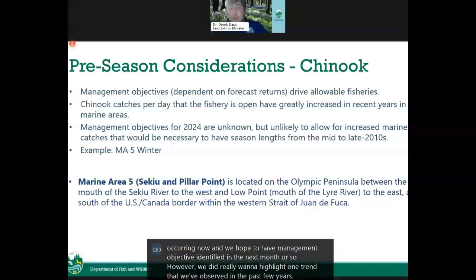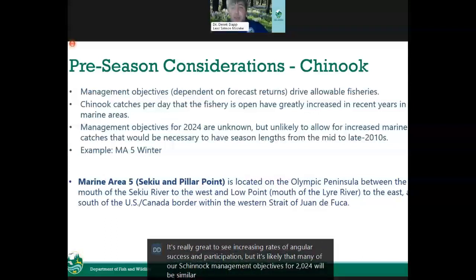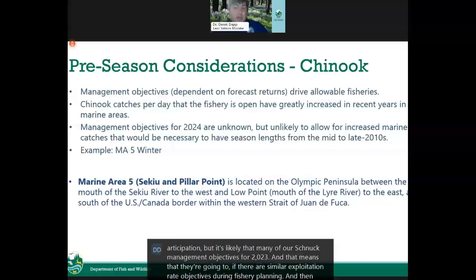for Chinook fisheries, which is that Chinook catches per day that the fishery is open for have really increased in recent years, and particularly when we look at some areas. It's really great to see increasing rates of angler success and participation, but it's likely that many of our Chinook management objectives for 2024 will be similar to those in 2023. And that means that if there are similar exploitation rate objectives during fishery planning, we would need more impacts to have longer seasons, and those greater impacts might not be available.